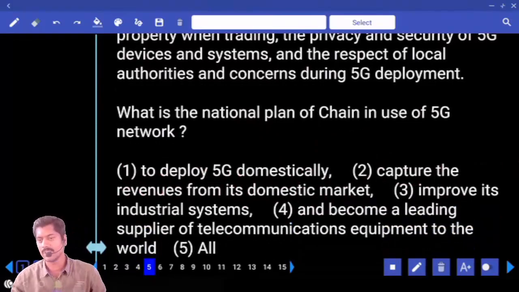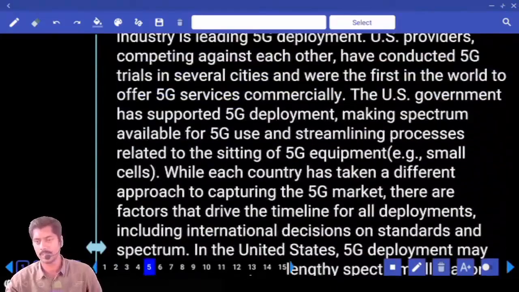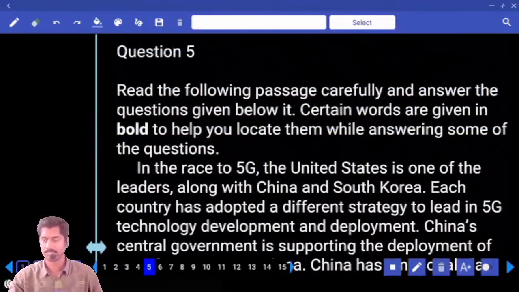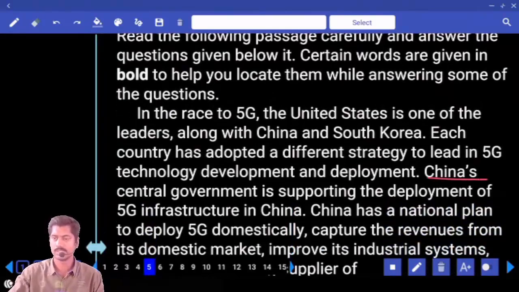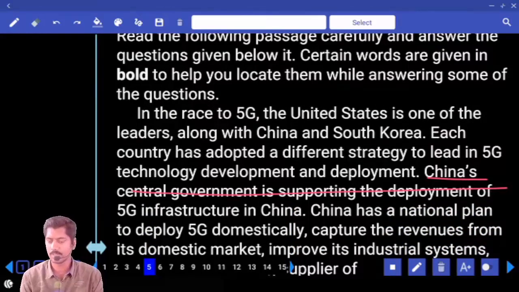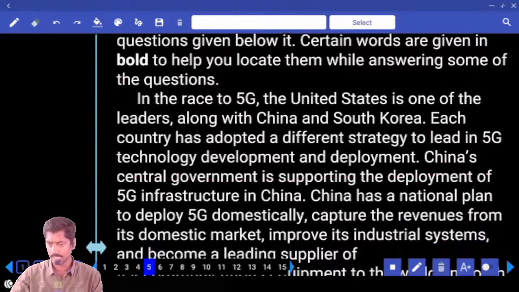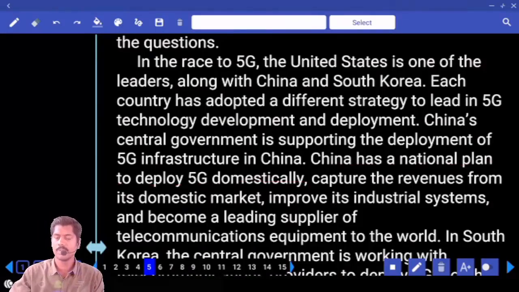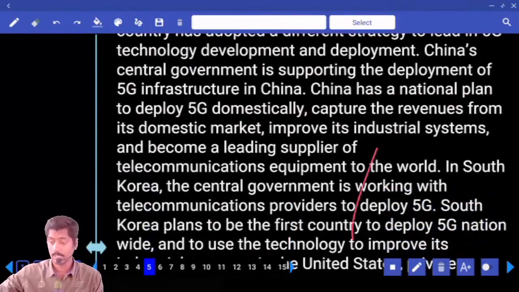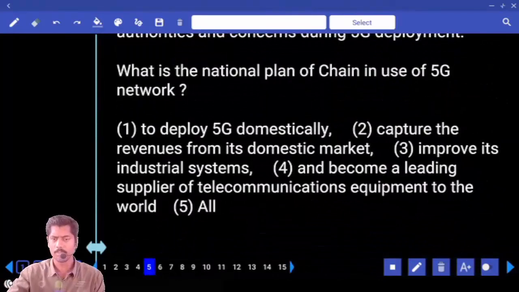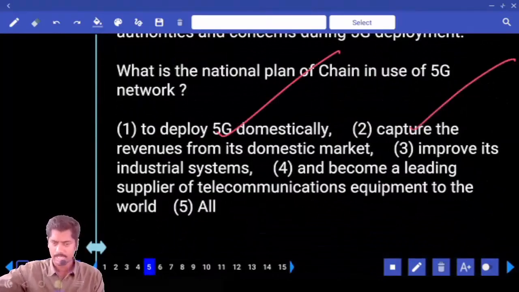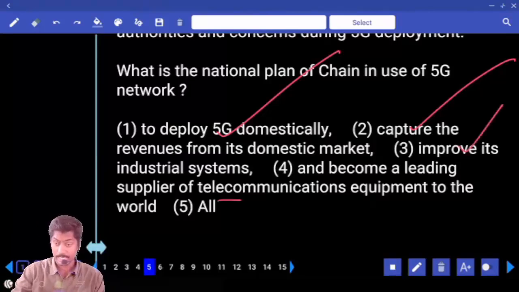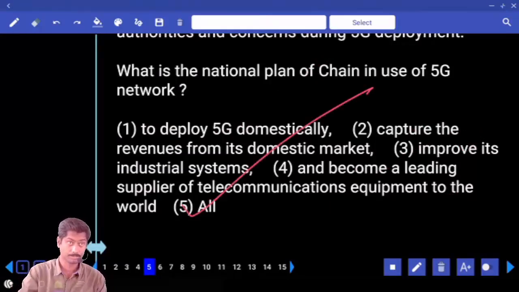What is the national plan of China in use of 5G network? Where is China's plan? China's central government is supporting the deployment of 5G infrastructure in China. China has a national plan to deploy 5G domestically, capture revenues from its domestic market, improve its industrial systems, and become a leading supplier of telecommunications equipment to the world. Answer? Deploy 5G domestically, yes. Capture the market, yes. Industrial systems improve, yes. And telecommunication supplier, yes. Answer is 5, all.